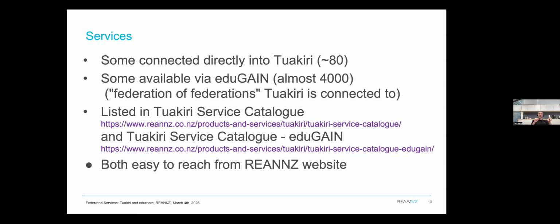Also, the invite for this webinar had a link to the Tuakiri page on their website, and from there it's really easy to find the links to the Tuakiri and eduGAIN service catalogs.